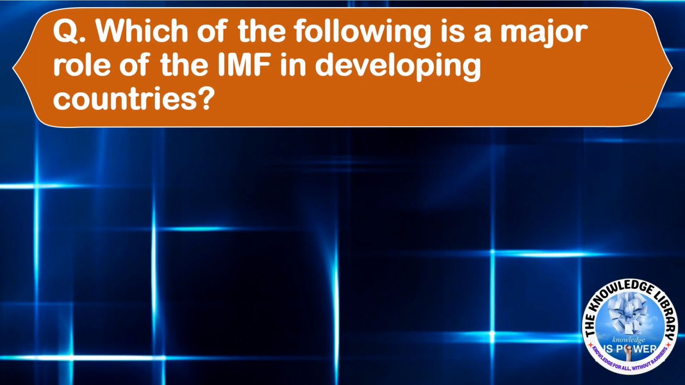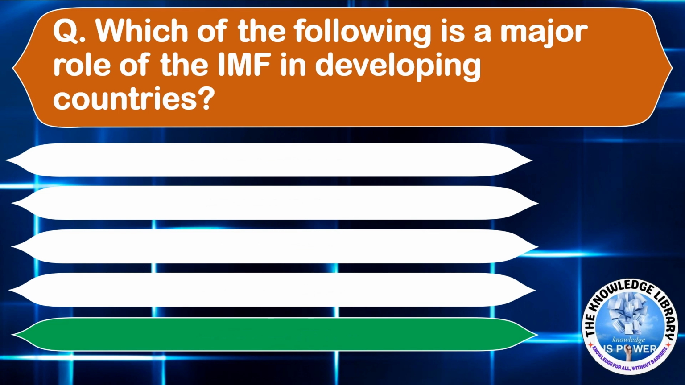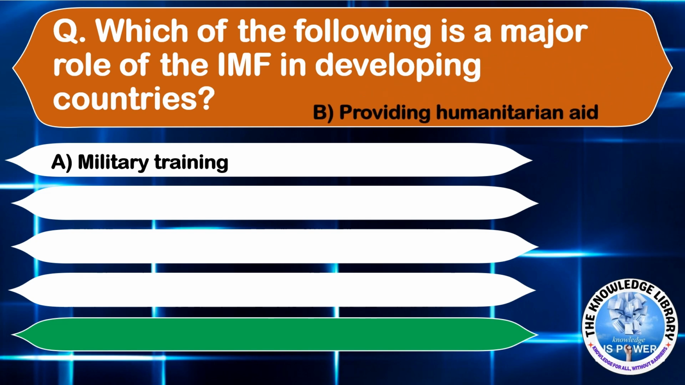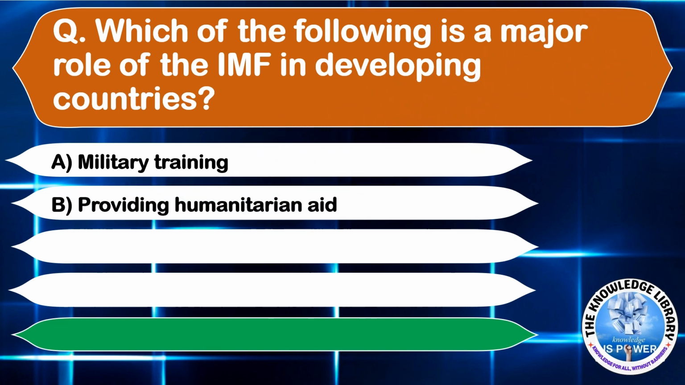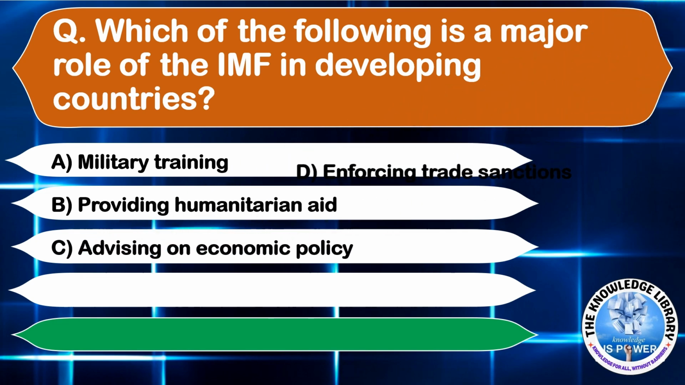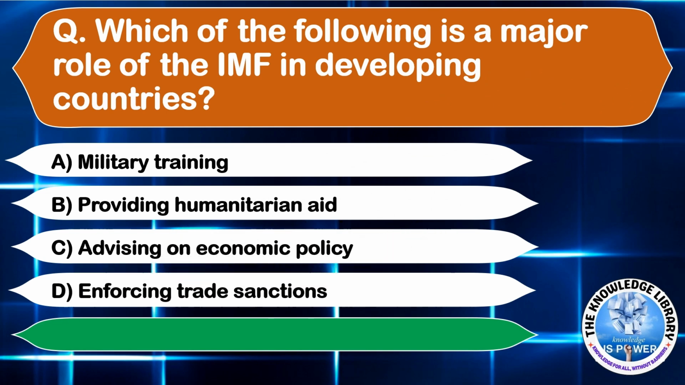Next question is, which of the following is a major role of the IMF in developing countries? Option A, military training. Option B, providing humanitarian aid. Option C, advising on economic policy. Option D, enforcing trade sanctions. Answer is option C, advising on economic policy.